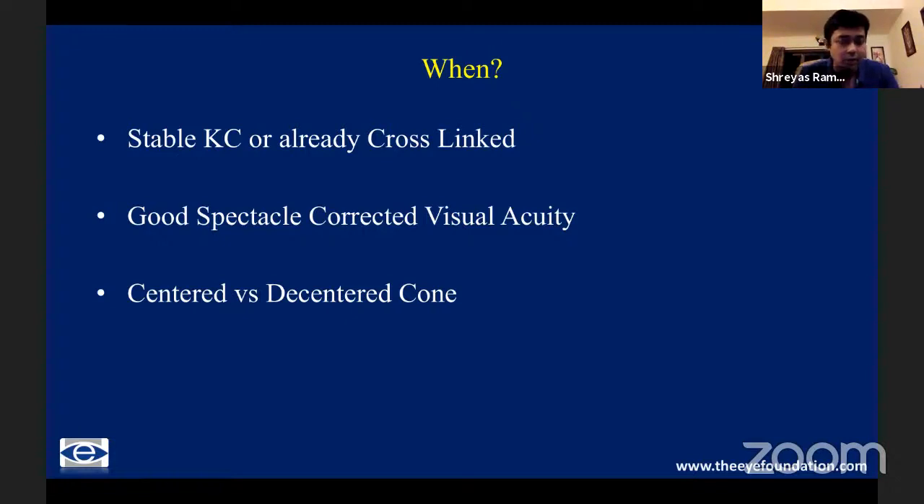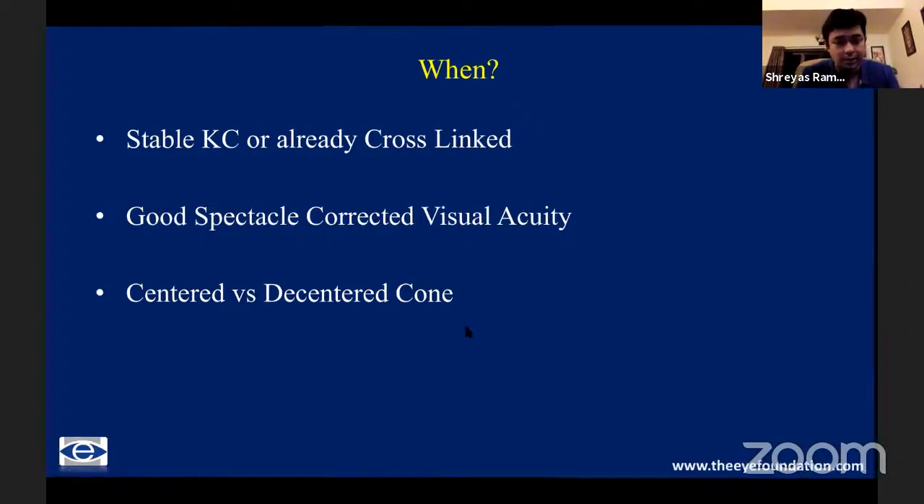One most important take-home point from this entire talk would be good spectacle corrected visual acuity. If the patient has good spectacle corrected visual acuity, everything else becomes secondary, because that is essentially what the patient is going to achieve with the phakic IOL as well. We initially were doing it primarily for centered cones, started trying it for decentered cones, and I'll talk a little bit more about it in the analysis which we did of our own cases.